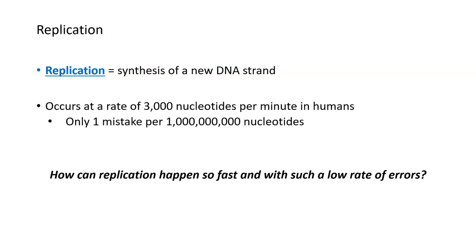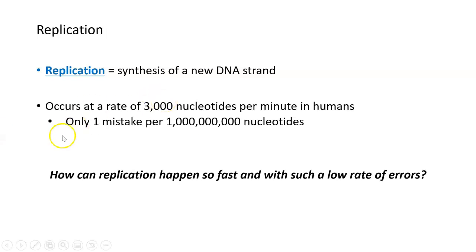It actually occurs at a rate of about 3,000 bases, or 3,000 nucleotides, every single minute in humans. And even though this rate is quite high and nucleotides can be synthesized at this high rate, there's only about one mistake per 1 billion nucleotides that's made during DNA replication. And so that means that replication has quite a high level of fidelity. There's very little errors in this process, even though it's so fast.